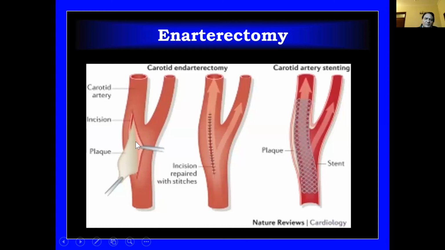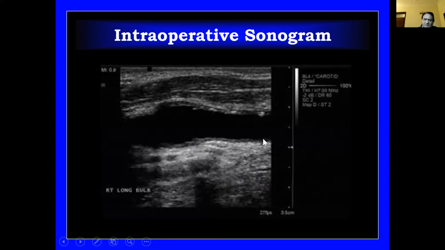In the endarterectomy operation, the plaque is removed, the vessel is sutured, and sometimes they put a patch or a stent there, or otherwise they close it. And this is after endarterectomy, an intraoperative sonogram.